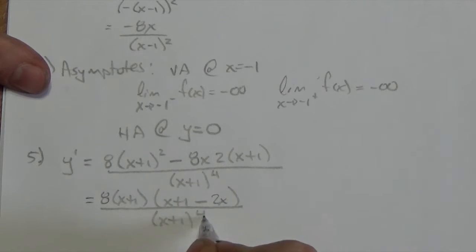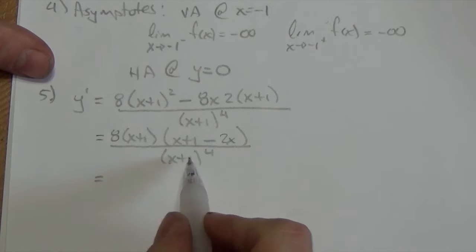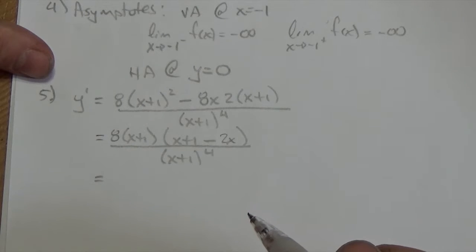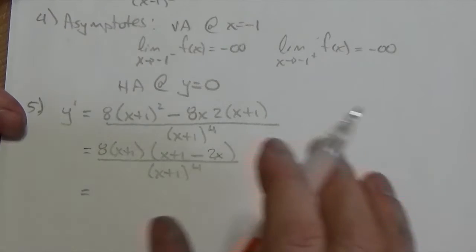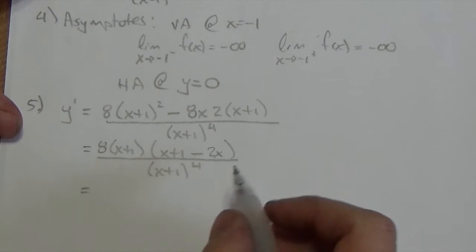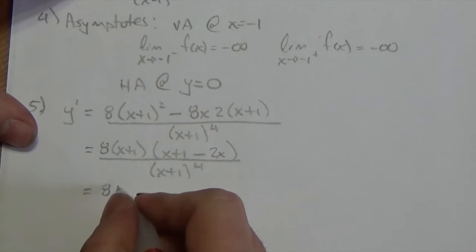X plus 1 to the 4th. Can we still see that? There we go. Move that up a little bit. Okay, now I can cancel out one of the x plus 1s there. That's so long as x doesn't equal negative 1, but I've already established that that's not true. So I can actually cancel that, and I'm okay. I've already covered myself there.